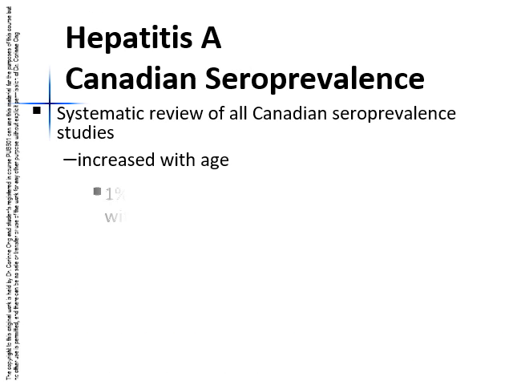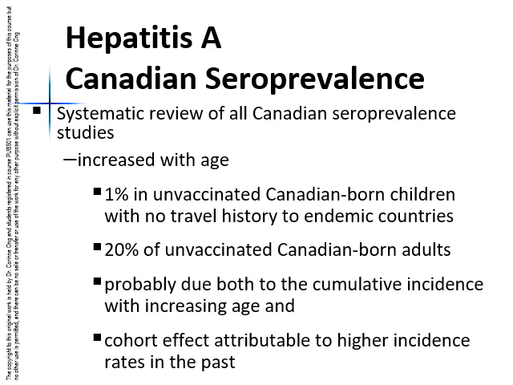A systematic review of all Canadian seroprevalence studies showed that seroprevalence increased with age and was at 1% in unvaccinated Canadian-born children with no travel history to endemic countries, and 20% of unvaccinated Canadian-born adults had antibodies. This is likely due to both cumulative incidence with increasing age and a cohort effect attributable to higher incidence rates of this disease in the past.